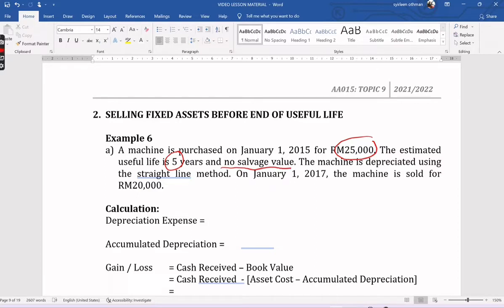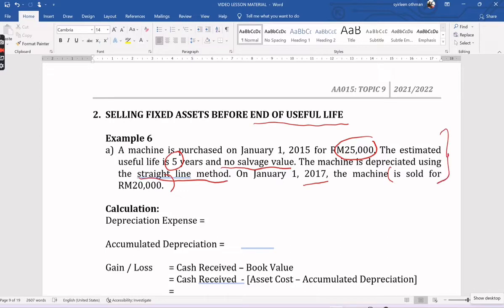The machine is depreciated using straight line method. Okay, this is a method for depreciation. And on January 1st, 2017, okay, so that means after 2 years of using the machine, it is sold for 20,000. So you can see here, alright, the useful life is 5 years, but since we are doing selling fixed asset before end of useful life, that means we are selling this item before it reaches 5 years of useful life.